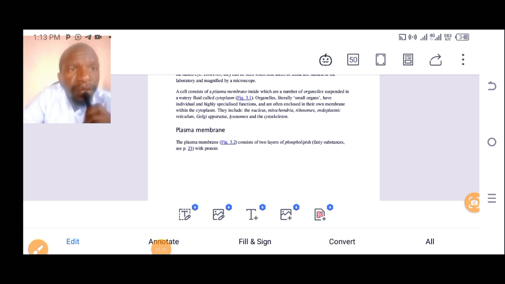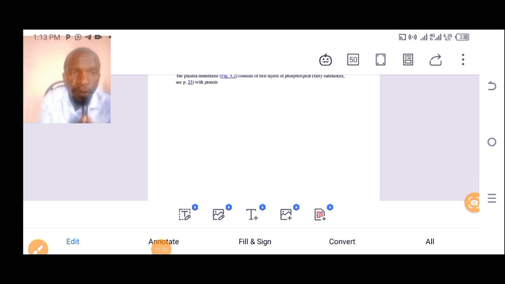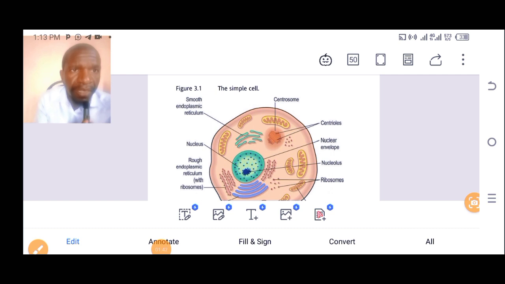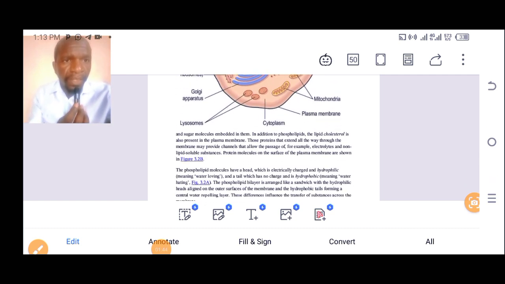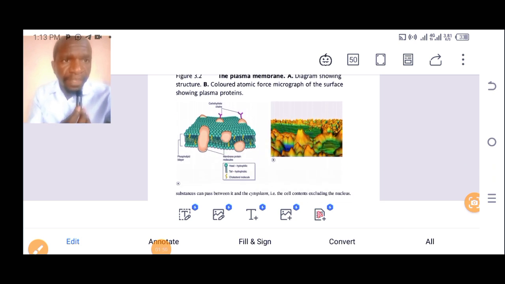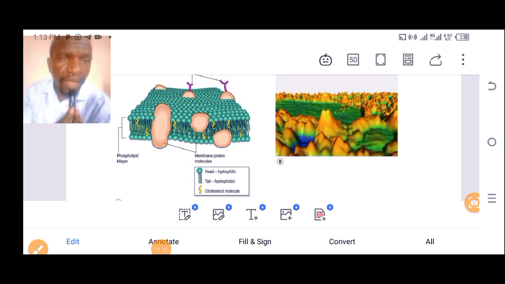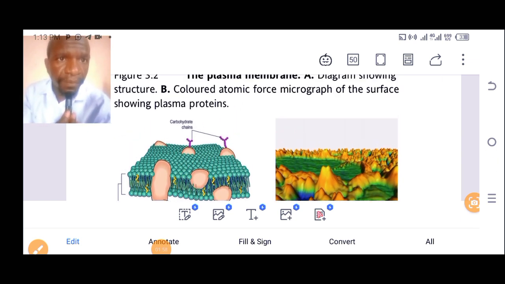So the plasma membrane consists of two layers of phospholipids, that is fatty acids. I want to show you the plasma membrane. It is made up of two layers of phospholipids. So it will only make sense when you see the picture of the plasma membrane. So this is the picture of the plasma membrane. As you can see, this is the structure of the plasma membrane, right?